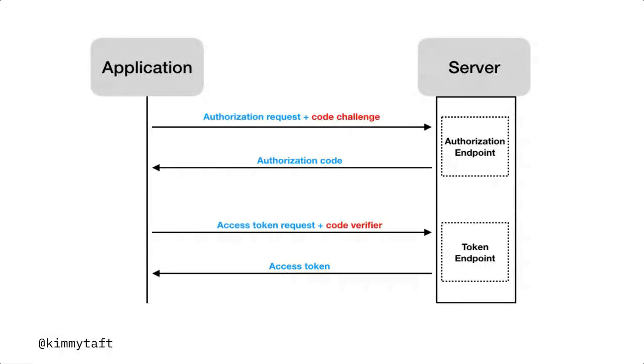So before returning an access token, the server confirms the validity of the code verifier. And if it's invalid, access will be denied. So the important piece to take away from this diagram is that utilizing PKCE is an addition to the authorization code flow. Okay, so this is going to replace the client ID and the secret.